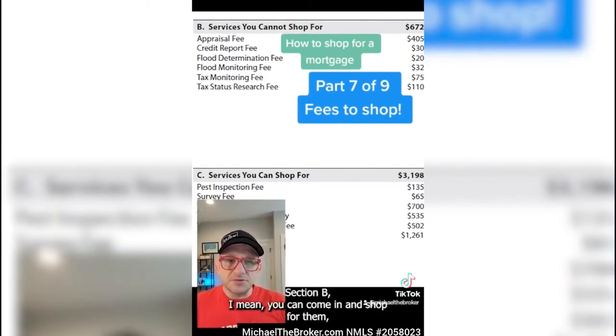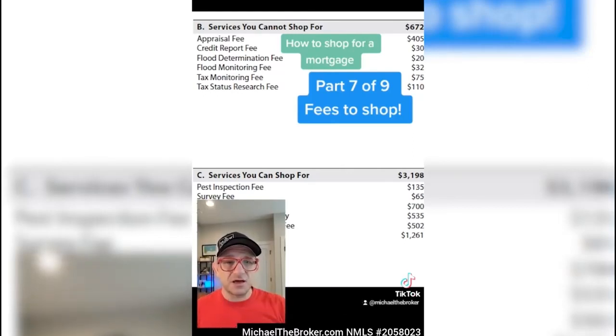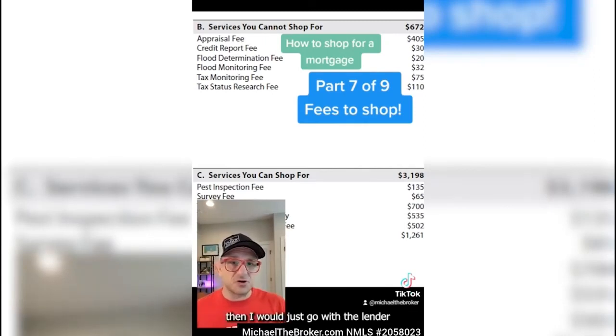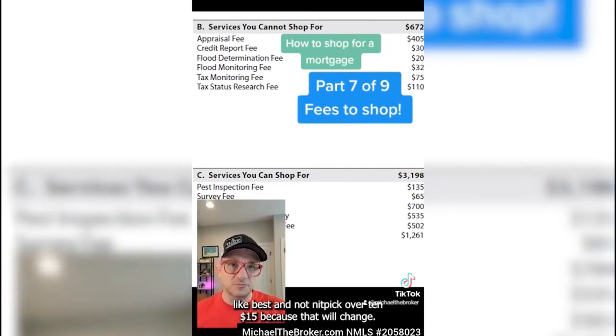Section B, you can kind of shop for them, but the appraisal fees are the biggest ones, and a lot of those can change when the order's placed based on the location, the property type, things like that. So many lenders will overpad this, but the actual cost will be the actual cost, and nobody knows the exact fee up front. So it's very hard to pick a lender based on this. And if this was your only factor that's a difference between the lenders, then I would just go with the lender you like best and not nitpick over $10, $15, because that will change.